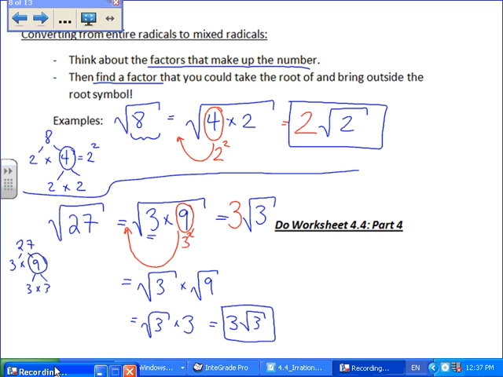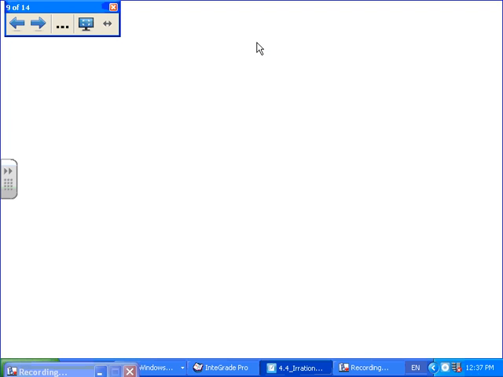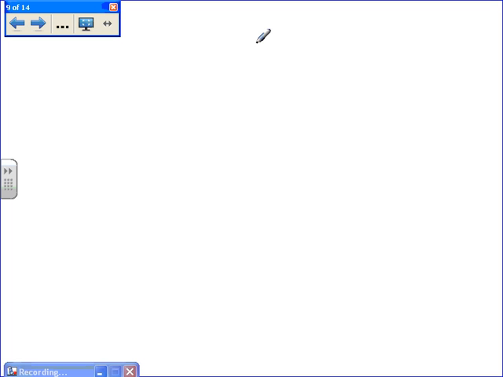Let's do one more example where maybe it's not a square root, it's a cube root. So one last example here. I'm just going to go ahead and add a clean page in. So let's do it. The third example I want to do with you is this one here, cube root of 54. This is an entire radical. I want it written as a mixed radical. Again, think of your factors that give you the number 54. So what are the factors of 54?